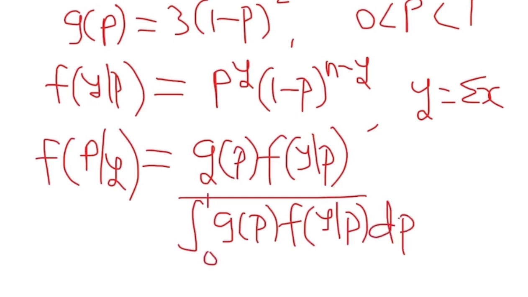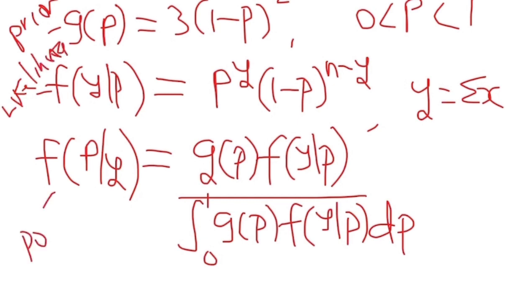Don't forget, our proportion, the parameter, is a random variable. So this is how to get the posterior. This is a prior distribution, like I said. This is a likelihood distribution. And this here is the posterior distribution. Take a look at that.